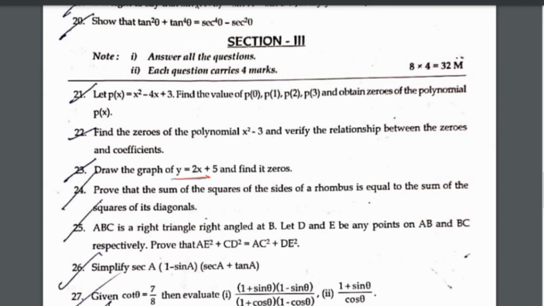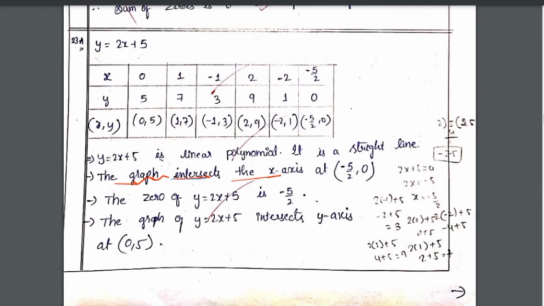That means we need to draw the graph and find its zeros. For this, let us see what she wrote here, Siddhika's answer. You can observe it very clearly. She has taken one box here to write the values of x and y.